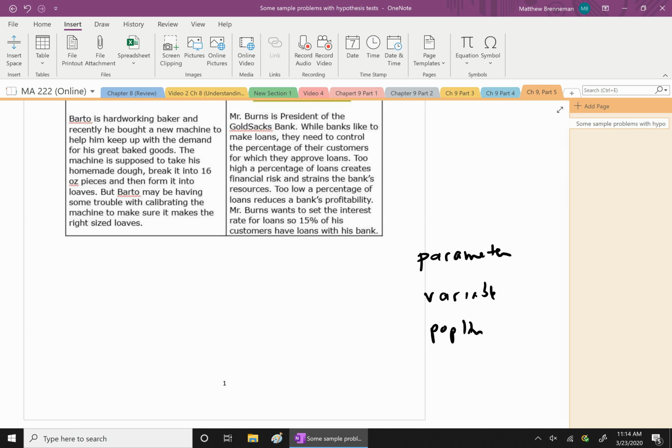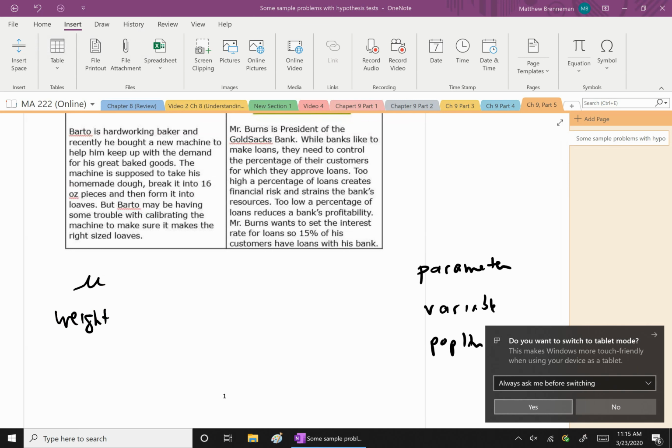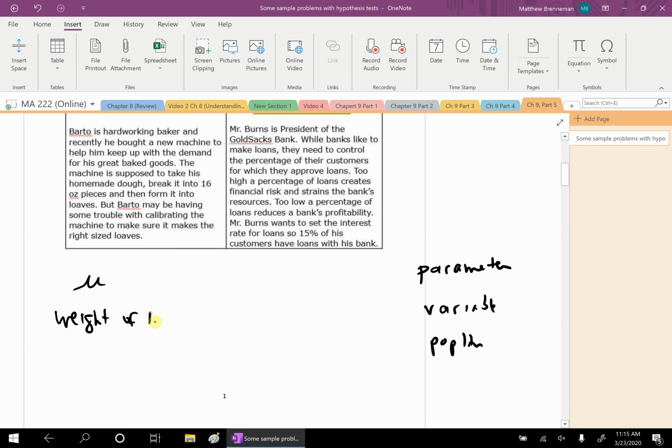In Bardo's case, you should have realized that we're talking about a quantitative variable, and we're going to be talking about the average here, the average weight of the loaves of bread. So our parameter is going to be mu, a population average. The way we know that is the only thing we're talking about here is a quantitative variable, which is the weight of a loaf of bread. And the population is going to be all the loaves of bread he makes with his new machine. So this will be the population.